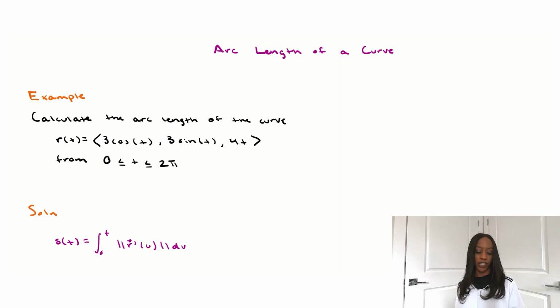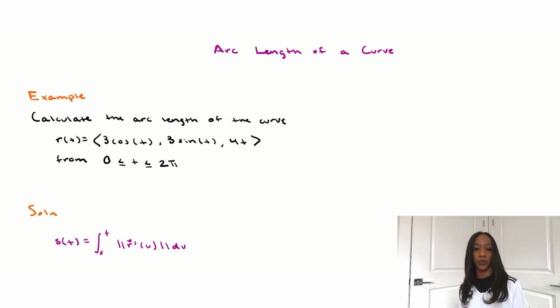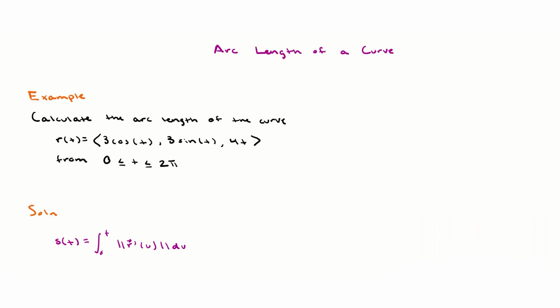So arc length is represented by S of t, and the arc length formula states S of t equals the integral from 0 to t of the magnitude of the derivative of the curve with respect to u. So our arc length formula is going to be L, our arc length, equals the integral from 0 to 2 pi of the magnitude of the derivative of our curve with respect to t.